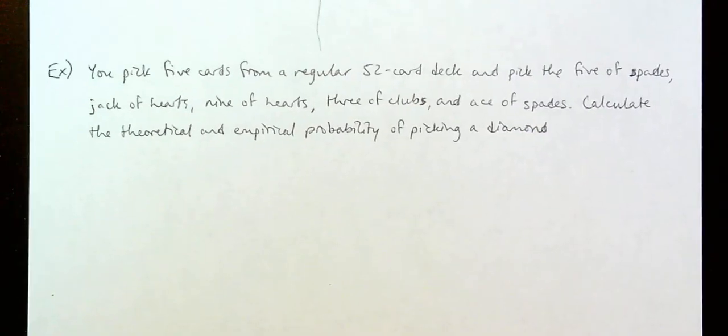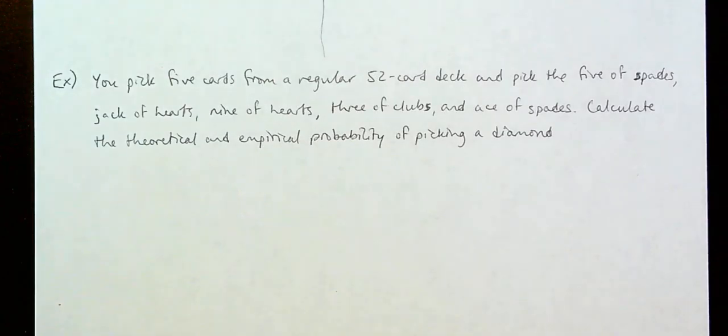Second problem here, to wrap up our video, suppose you pick 5 cards from a regular 52 card deck, and we pick the following cards: the 5 of spades, the jack of hearts, the 9 of hearts, the 3 of clubs, and then the ace of spades. Calculate the theoretical and empirical probability of picking a diamond.